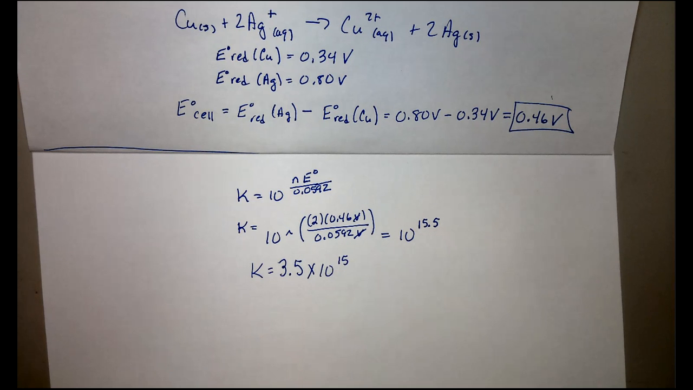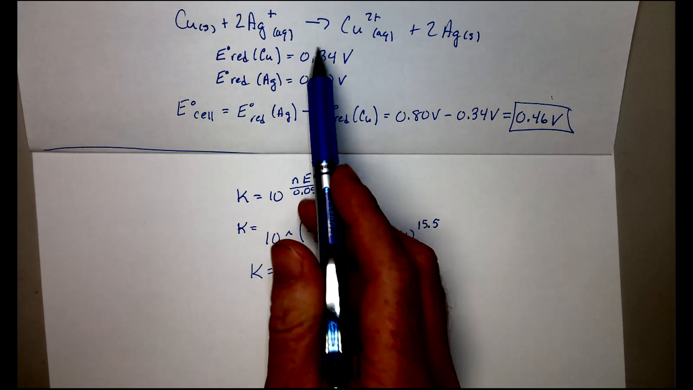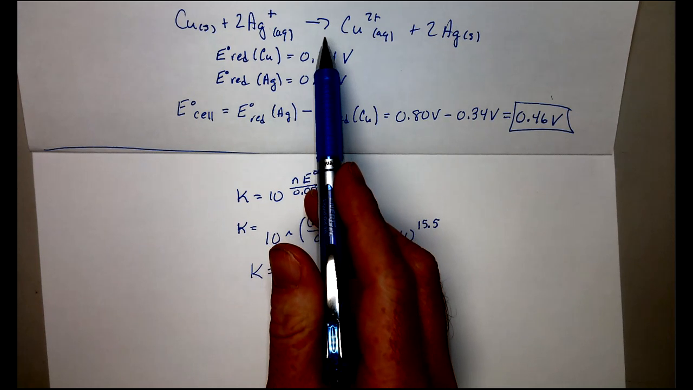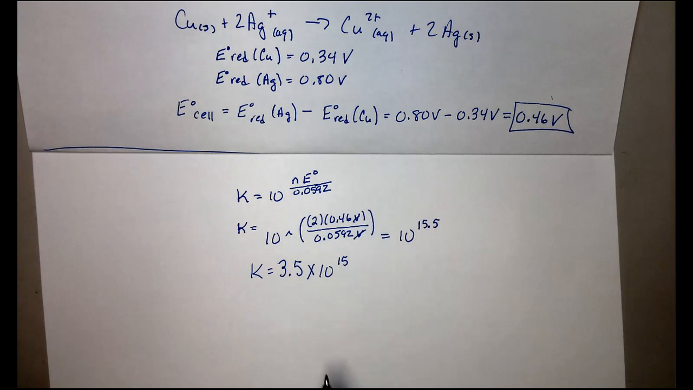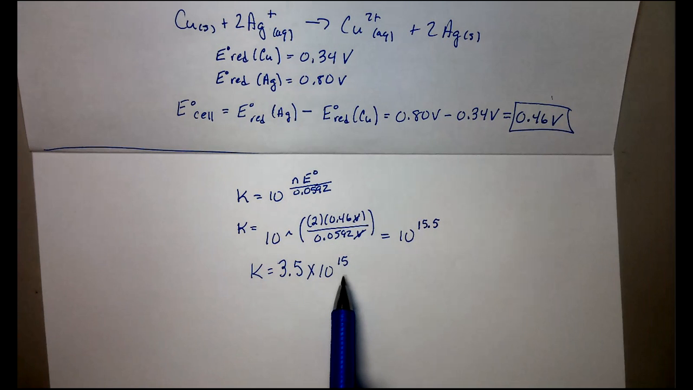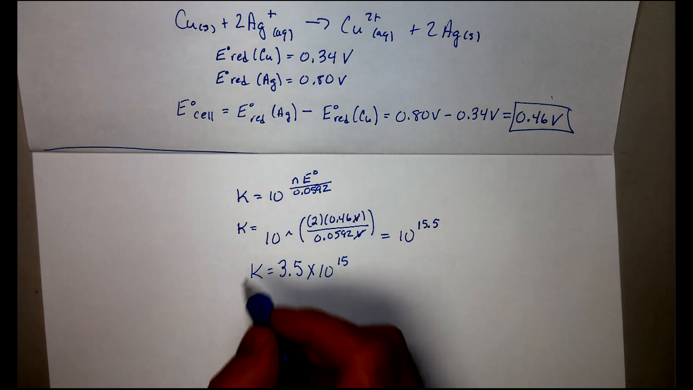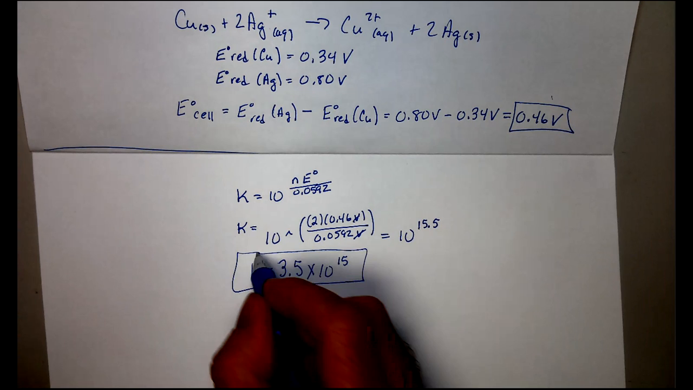So a very product favored process, as we imagine, because we don't tend to write that as an equilibrium, rather one directional arrow. And in those cases, the equilibrium constants, if you calculate them, would be extremely large. But this would be your answer.